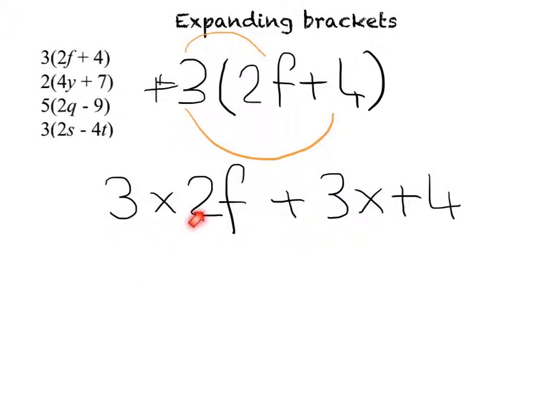So we've got 3 times 2f is going to give us 6f. Then we've got plus 3 times plus 4. Two pluses make a plus, or you remember it as a good thing happening to a good person. It's good. So we get plus 3 times 4, 12. Brackets expanded. They've now gone.